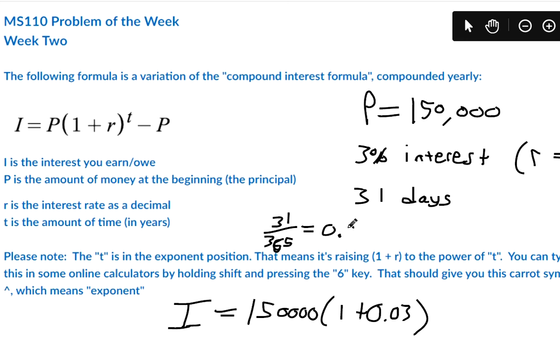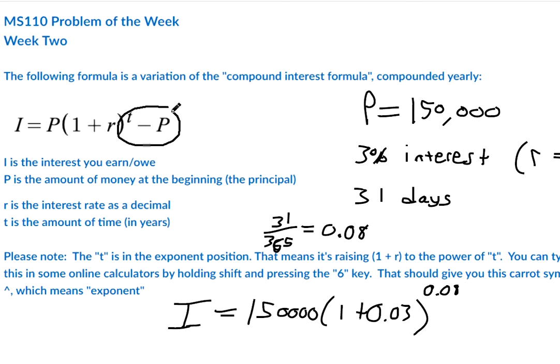You can even use 0.08 just to keep things simple, because we're not actually calculating somebody's interest in a certain problem. That's what needs to go in for time, not the actual days, but the days converted into years. And then the formula says subtract P again, so subtract 150,000. So this is what I want to calculate. Okay, this is an exponent.